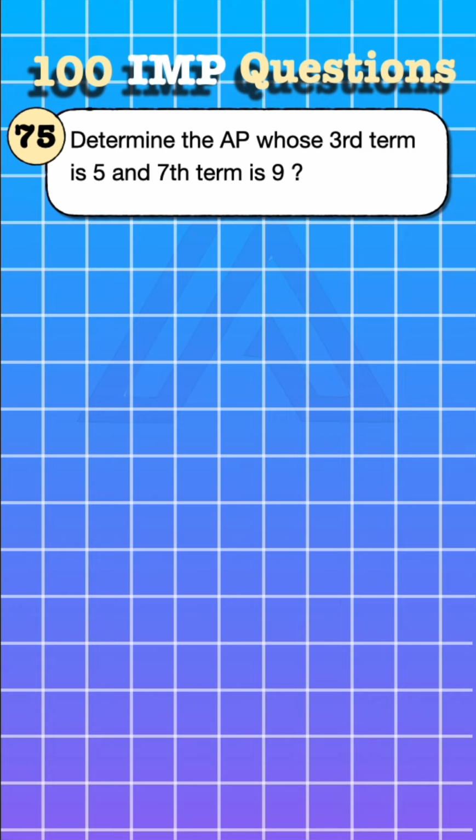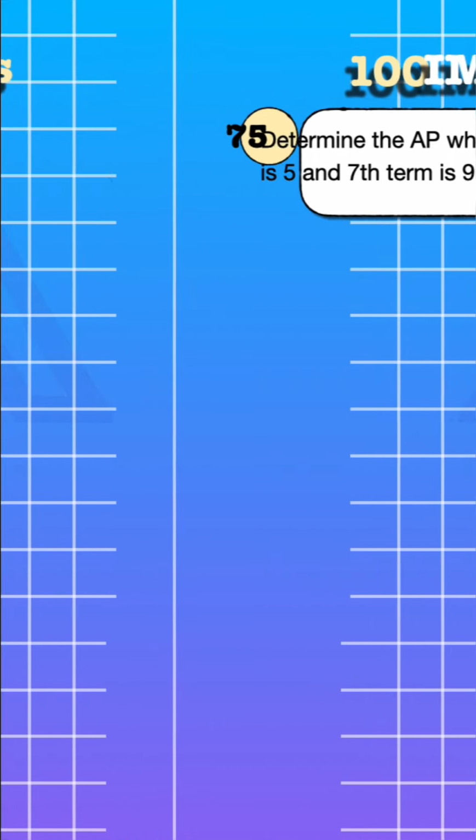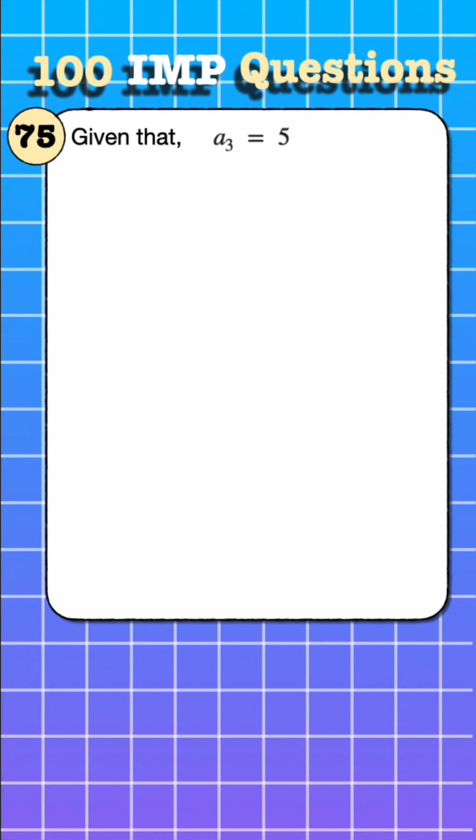Question number 75. Determine the AP whose third term is 5 and seventh term is 9. Right. So third term is given to you 5 and seventh term is given to you 9. So let's use the An formula. So A3 is equal to A plus (3 minus 1) into D, which is equal to 5. So we'll get equation A plus 2D is equal to 5. This is a simple linear equation in two variables.